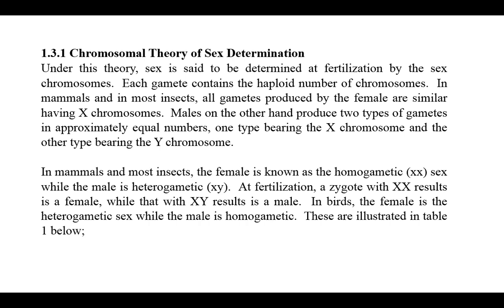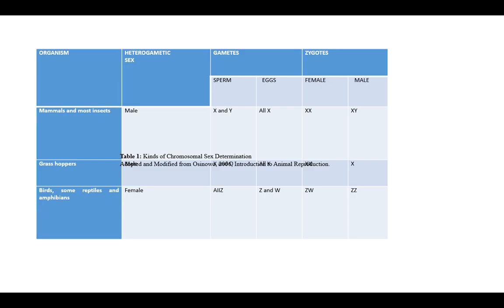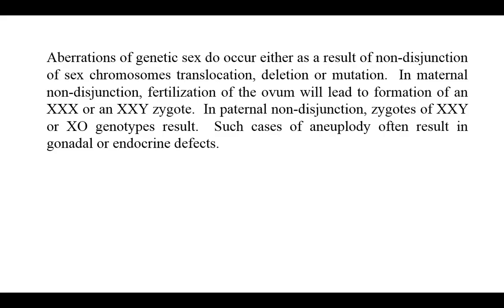In birds, the female is the heterogametic sex, while the male is homogametic. These are illustrated in the table below. Be careful to see the table carefully in detail.